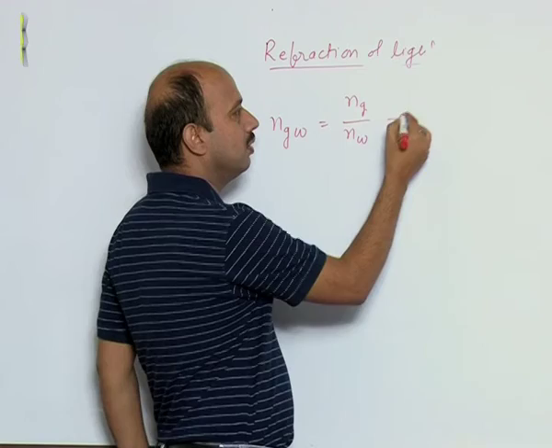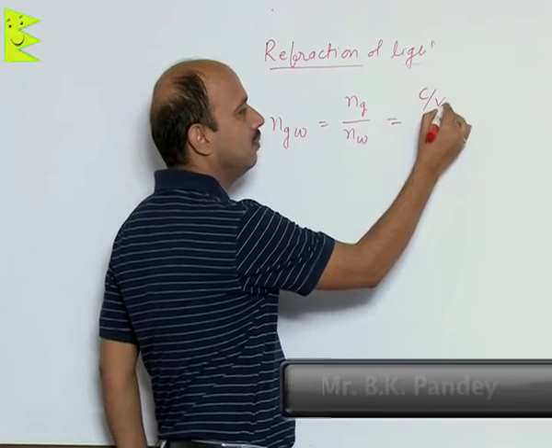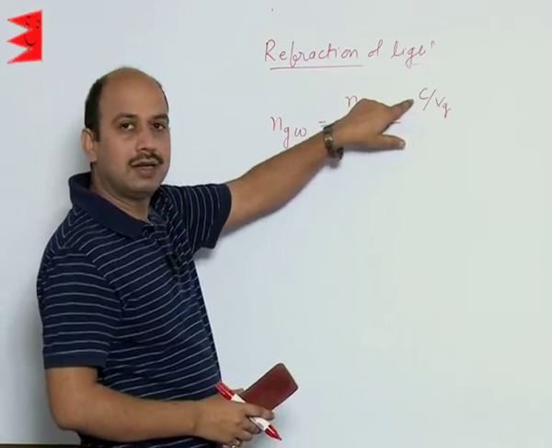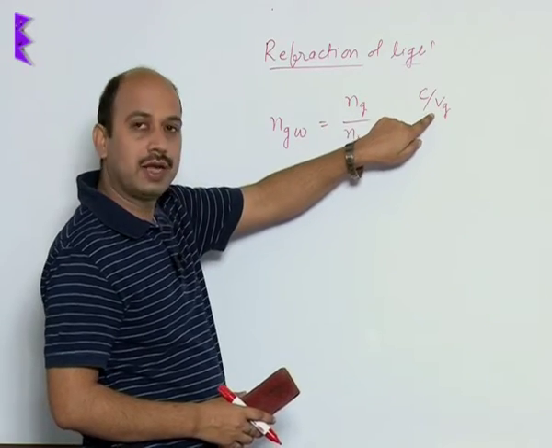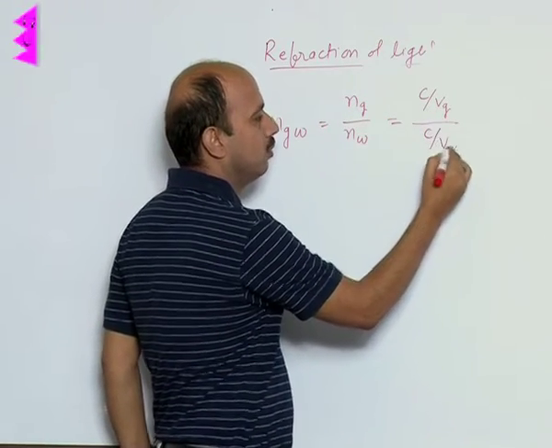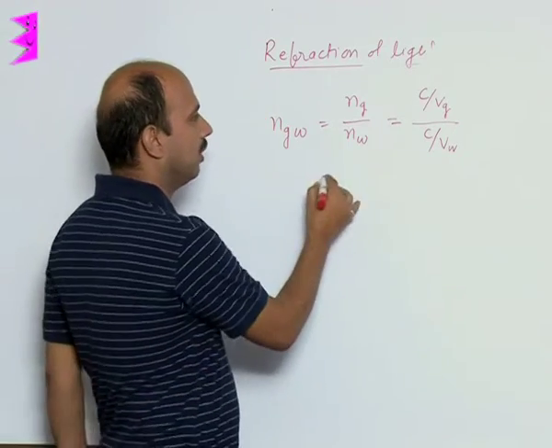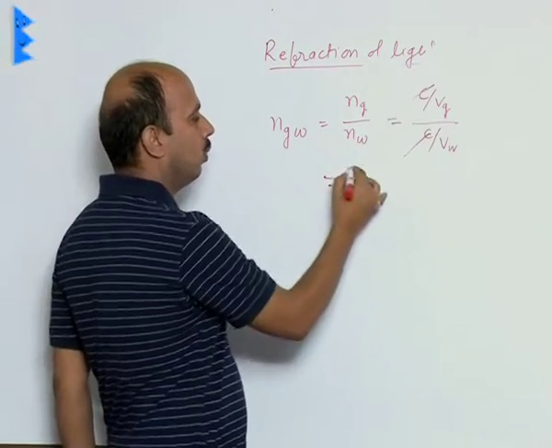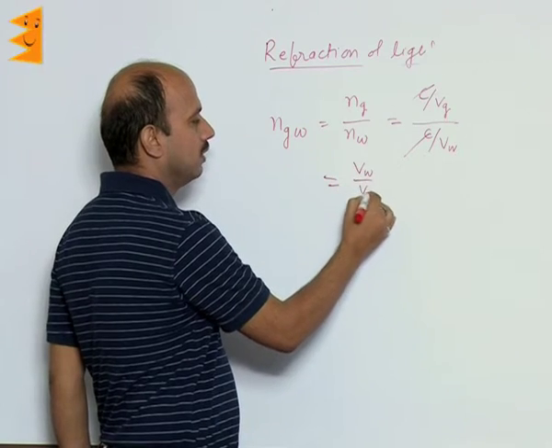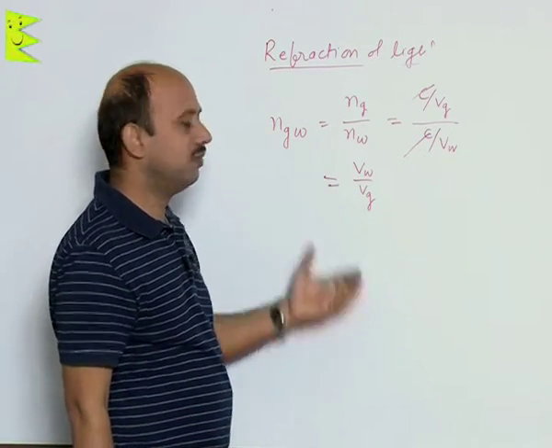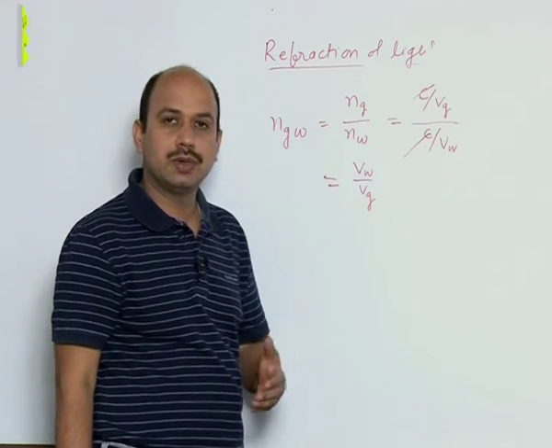Here we can write C upon Vg. This is the absolute refractive index, speed of light in air divided by speed of light in glass, divided by C upon Vw. So, we can write here C, and this C will get cancelled, this will go up. So, Vw upon Vg. So, this is the way to calculate refractive index of one medium with respect to another medium.